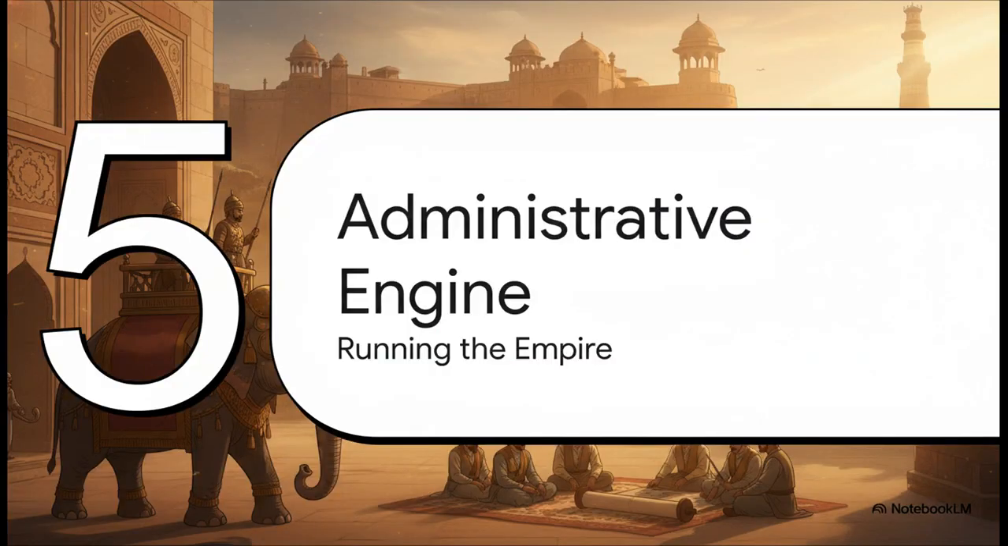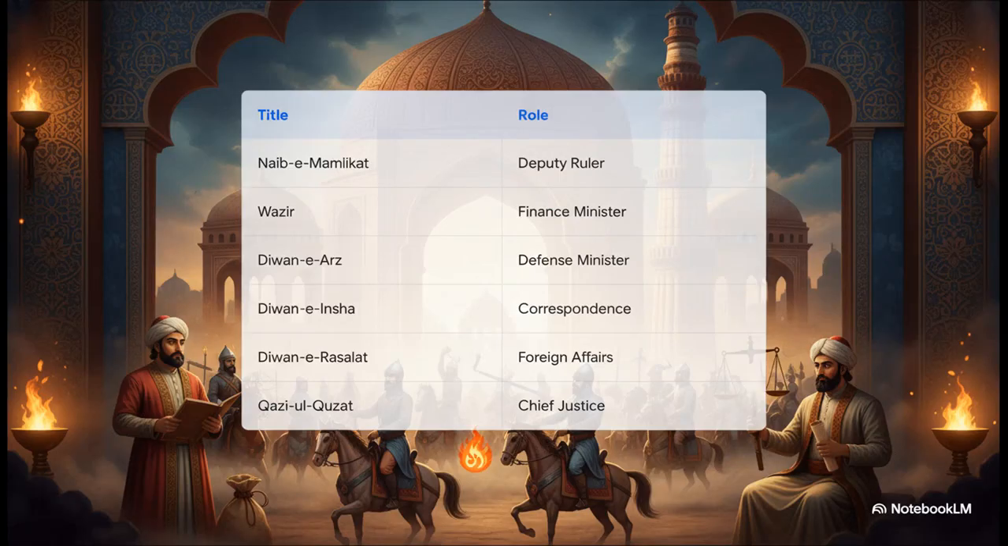Section 5. The administrative engine of the Sultanate. The engine of the empire. Now, if you thought complex bureaucracy was a modern invention, well, think again. Their central government functioned almost exactly like a modern political cabinet. You had the wazir expertly auditing the state finances, the defense minister managing incredibly complex military logistics, like literally branding horses to prevent fraud, and the chief justice upholding the law across the entire land.